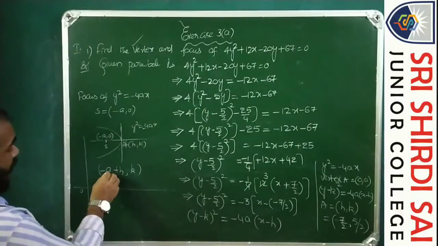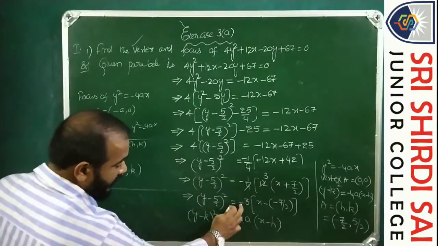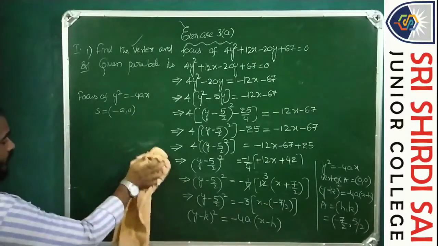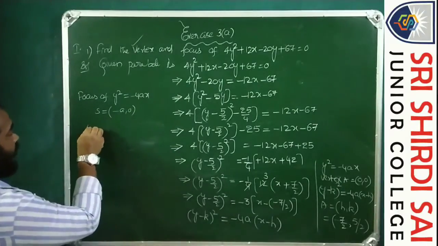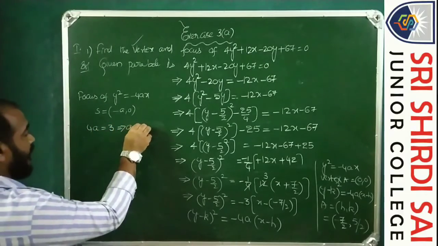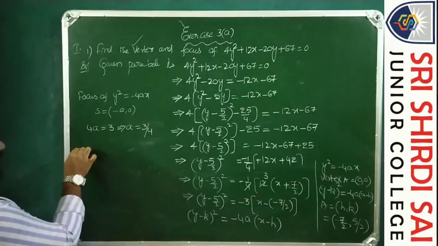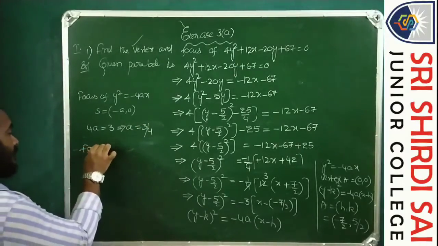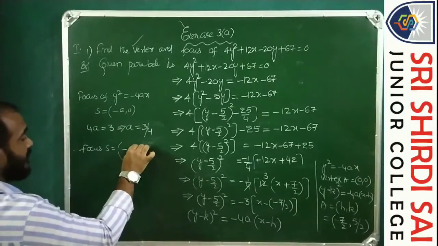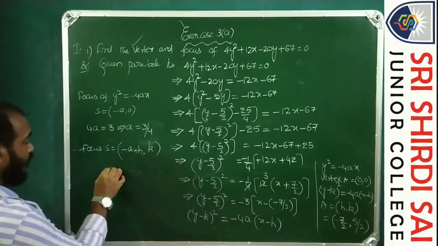So first of all, what I require is a. So here, minus minus same. 4a equals how much? 3. 4a equals 3. A equals 3 by 4. Therefore, the focus S is equal to (minus a plus h, k). This is what we need to find.